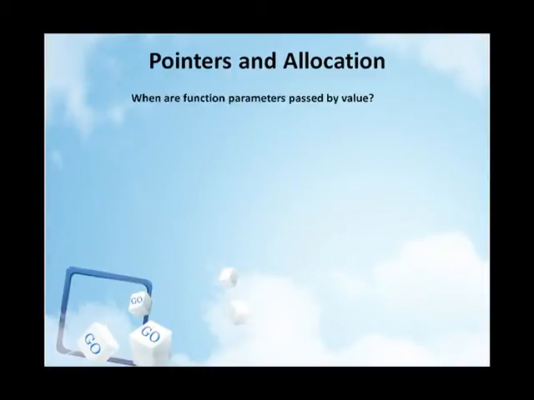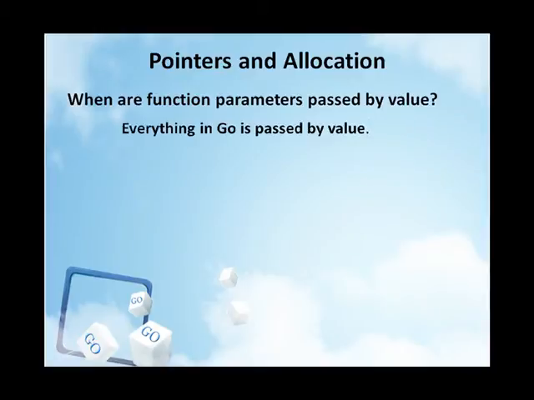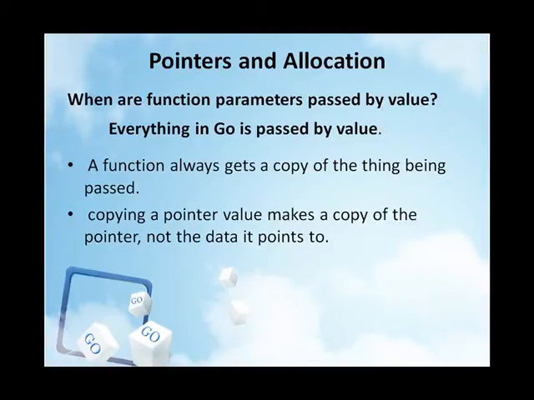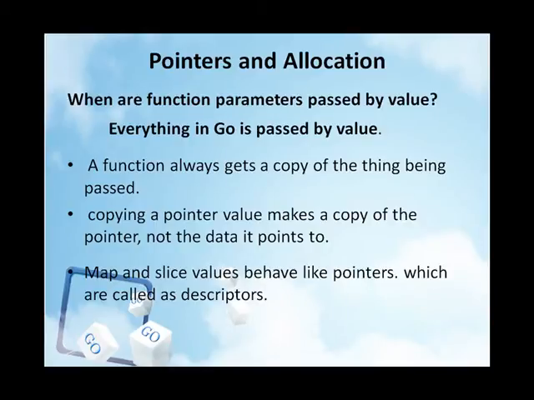Pointers and allocation. When function parameters are passed by value, everything in Go is passed by value. The function always gets a copy of the things being passed, as if there were an assignment statement assigning the value to the parameter. For instance, copying a pointer value makes a copy of the pointer, not the data it points to. Map and slice values behave like pointers.